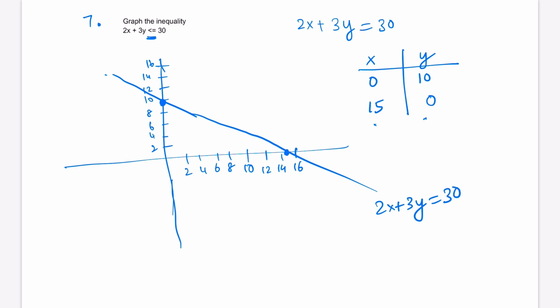But that's not the question. The question has it as 2x plus 3y is less than or equal to 30. So at this point, the best thing that you could do is pick any point. I would always prefer picking the origin, this point, which is 0, 0.